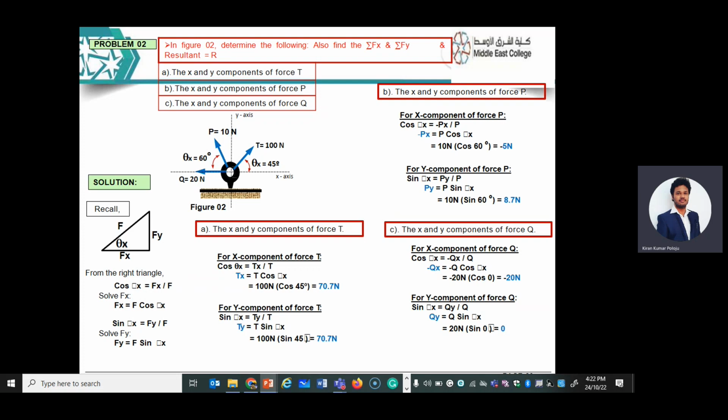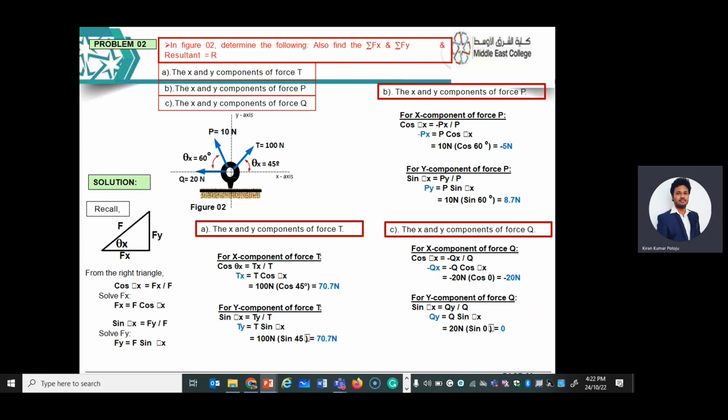Now, this is the X direction. It is clearly asked in the question to determine the X and Y components. So this is for the X component. What is for the Y component? P sin theta. What is P? 100 sin 45 degrees. Same. So this is for the force T.